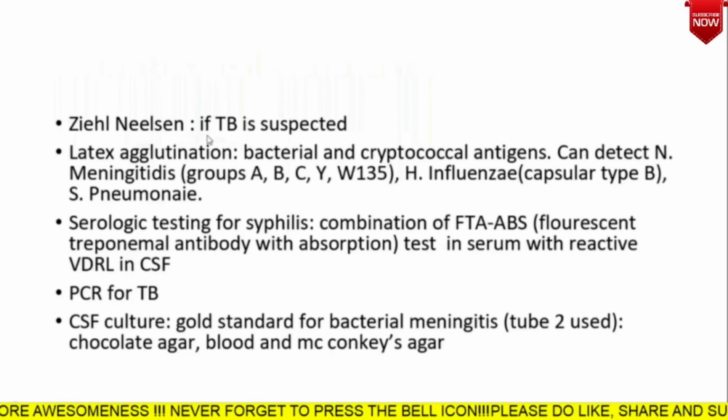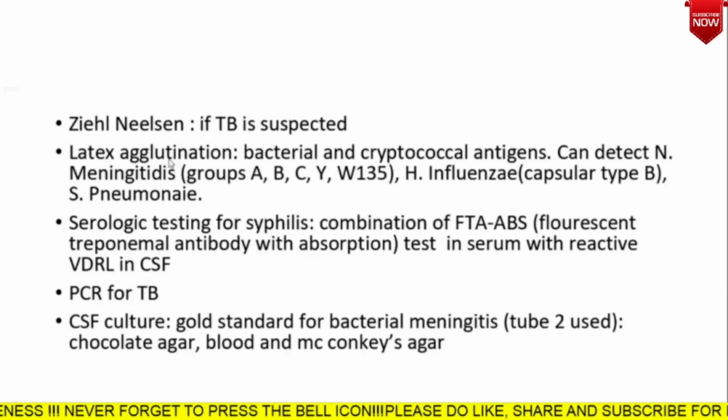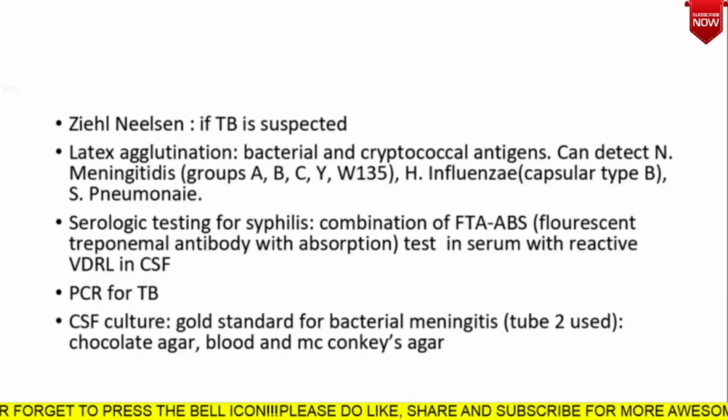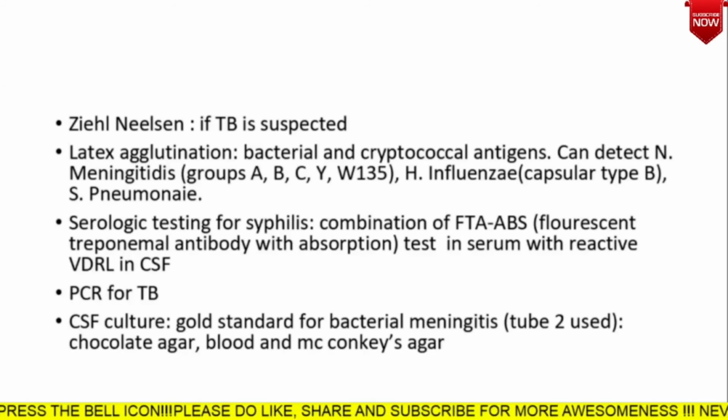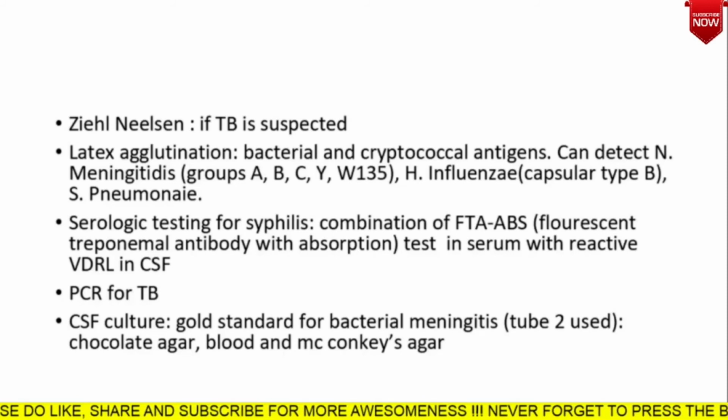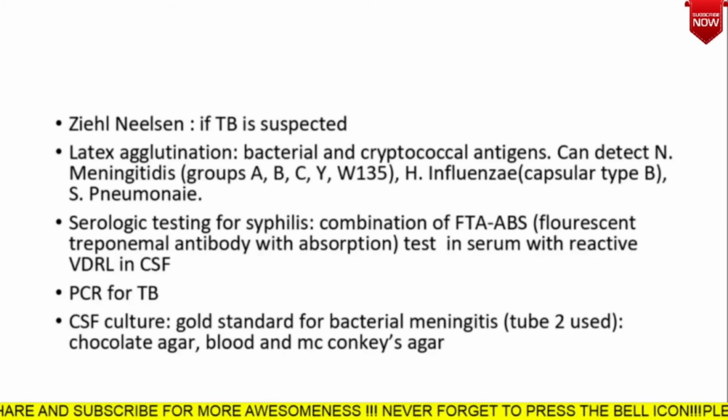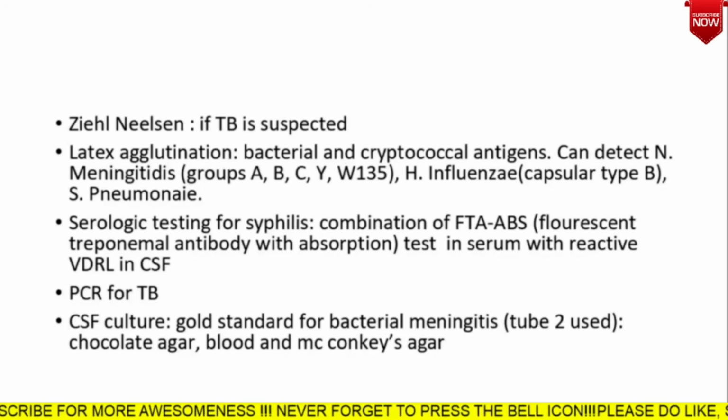Now, Ziehl-Neelsen stain will be something we'll get done if tuberculosis is suspected. Then you have latex agglutination, which will detect bacterial and cryptococcal antigens. For example, in Neisseria, we can detect groups A, B, C, Y, and W135. In H. influenzae, capsular type B is detected. Serological testing for syphilis can be done. So this is a combination of the FTA-ABS test, which is the fluorescent treponemal antibody absorption test in the serum, along with a reactive VDRL test in CSF, which is a confirmation for syphilis.